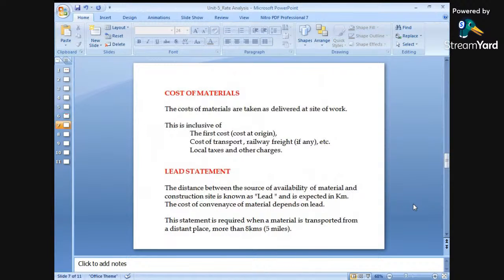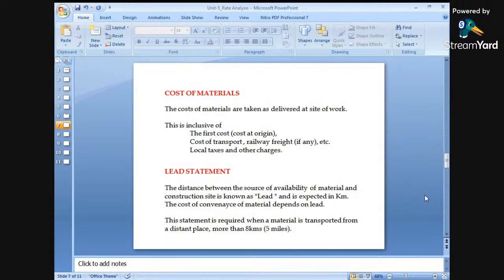Okay. Next is the cost of materials required. Again, the cost of materials delivered at the site of work will be dependent on the first cost, that is the cost at origin, and the cost of transportation, and local taxes and other charges. That means if we are extracting the materials right from the origin, if we are purchasing the material from the origin, so what will be the cost of materials? And when we are transporting through various means such as roadways or railways or any other means, again extra charges will be required, and local taxes will also be considered, you know?